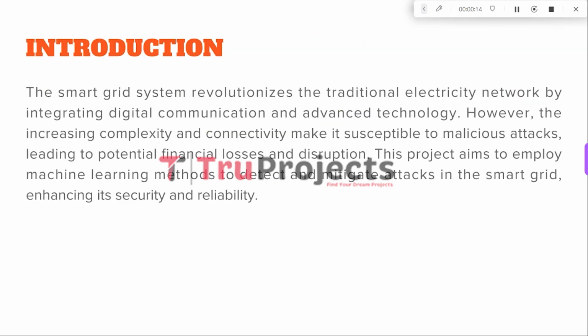The introduction of the smart grid system has transformed the conventional electricity network by incorporating advanced technology and digital communication. While it offers numerous benefits, the growing complexity and interconnectedness of the smart grid also make it vulnerable to malicious attacks. These attacks can result in significant financial loss and disruption to the grid operation.